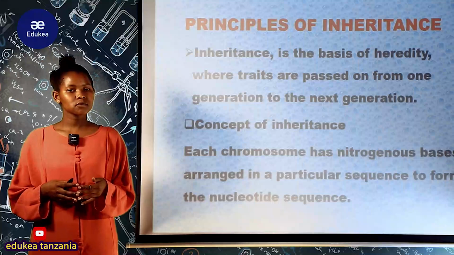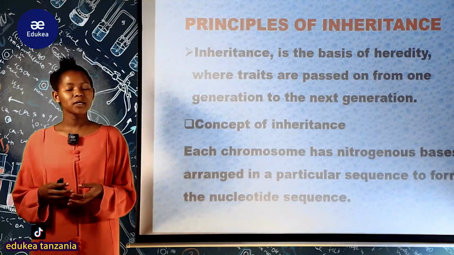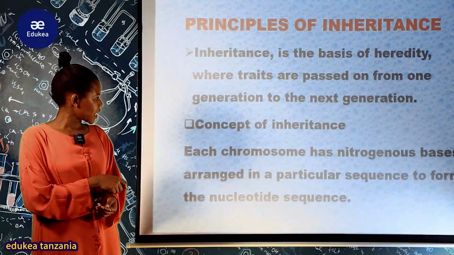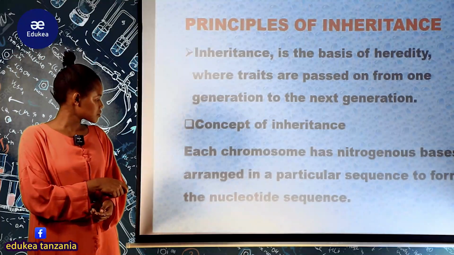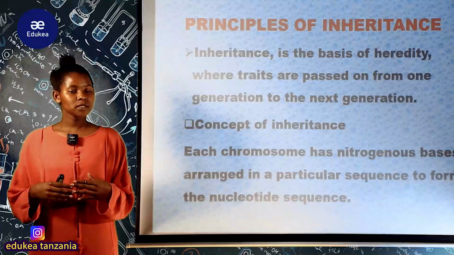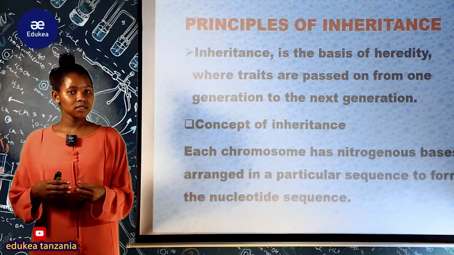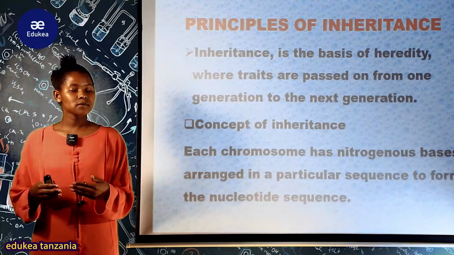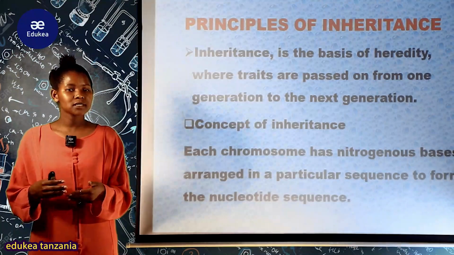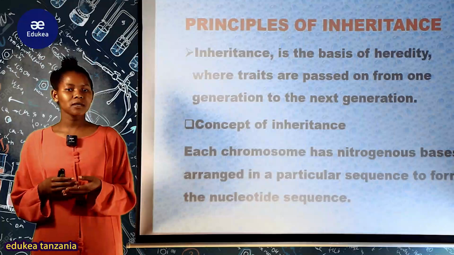Tunapozungumzia inheritance, tunazungumzia kile kitendo ambacho traits zinakuwa passed kutoka generation moja kwenda kwenye generation nyingine. And here we can see each chromosome has nitrogenous bases arranged in a particular sequence to form a nucleotide sequence. Kama tulivyoona kwenye section iliyopita, tuliona kwamba chromosomes huwa ina contain genes ambazo zinabeba zile heredity informations, na kila chromosome ina contain genes ambazo zinakuwa located kwenye loci, ambako hapo ndipo genes zinakuwa stored na zinachukua taarifa kutoka generation moja kwenda kwenye generation nyingine, ama kutoka kwa parents kwenda kwenye offsprings.